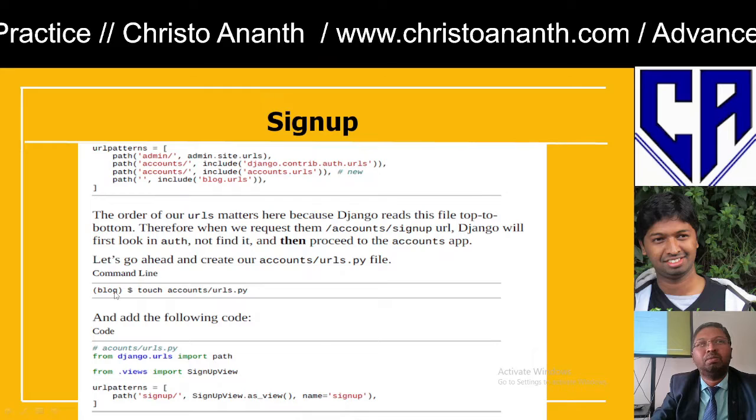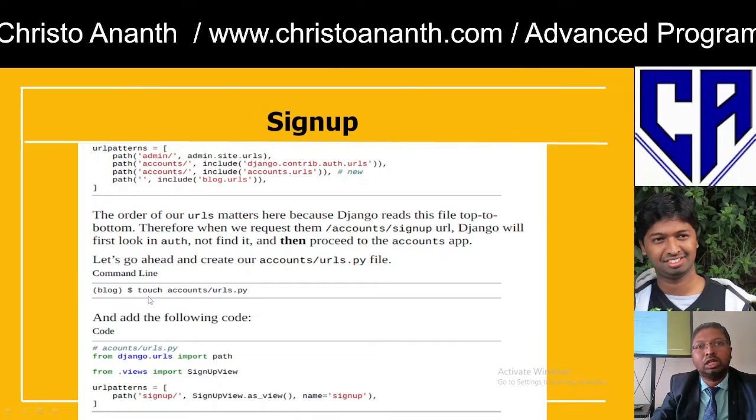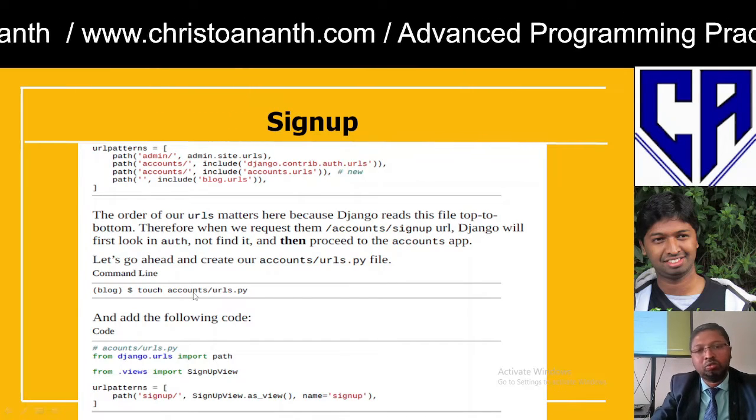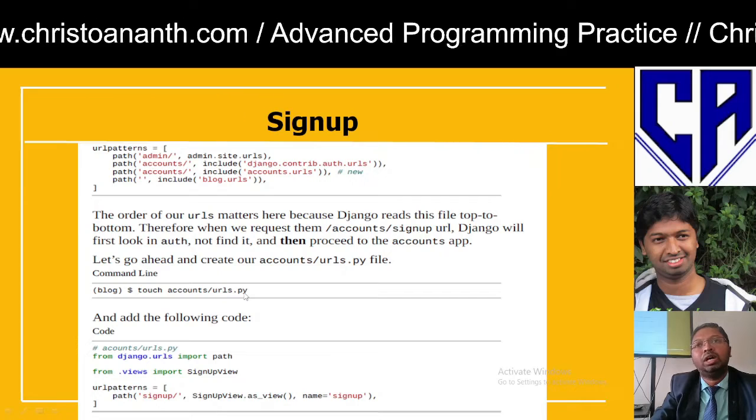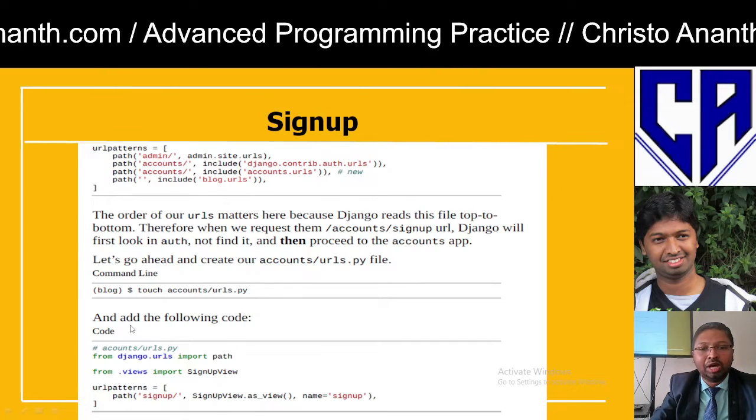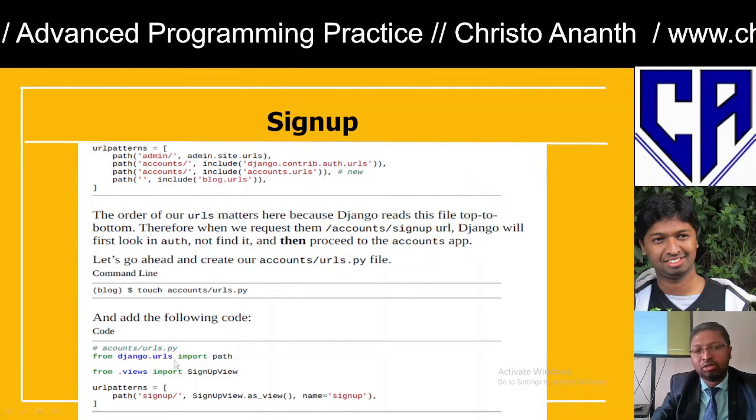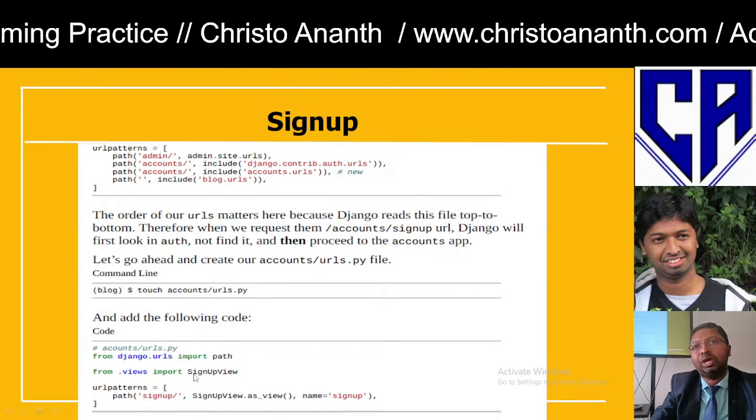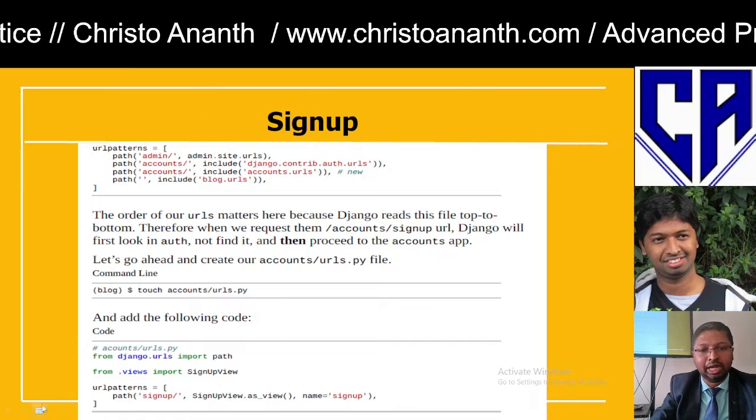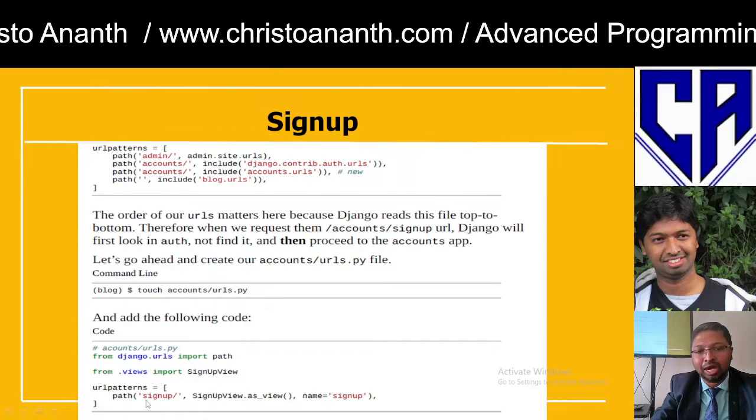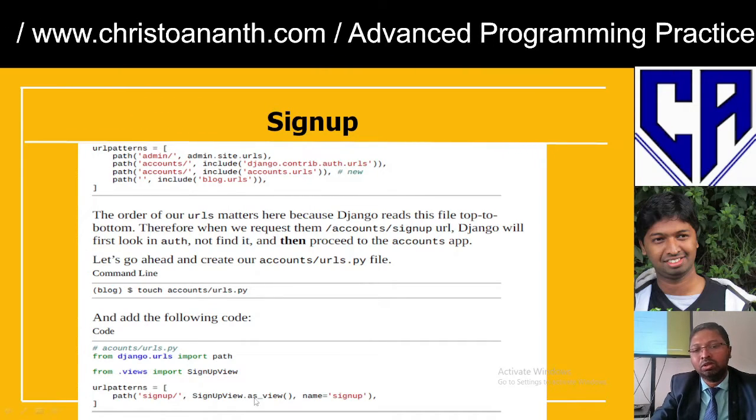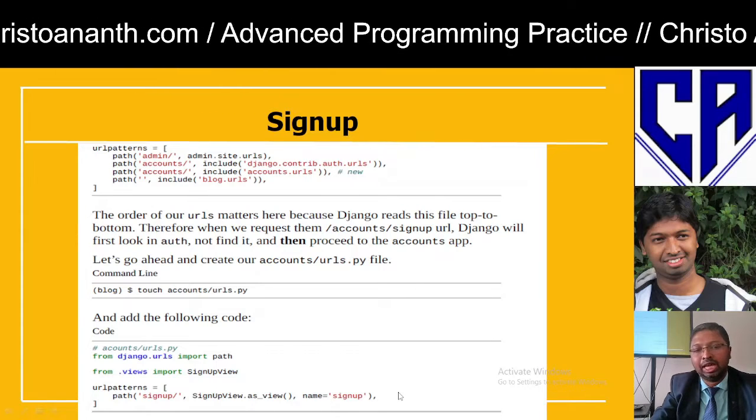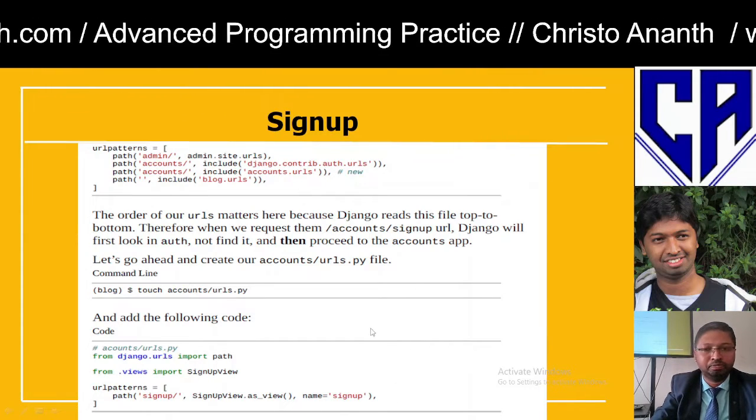So within the blog app, we go with accessing the accounts. Within the accounts, you will have a urls.py file. So you add the following code: from django.urls import path, and you import the SignupView, especially for the sign up. And you include the urlpatterns, path signup, SignupView.as_view, with the name equal to signup.